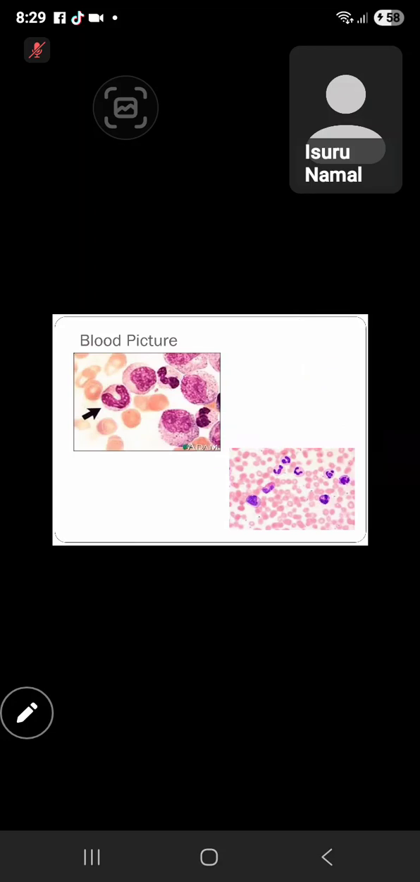As we know, your NAP score will be low or zero, right? When there is a case where your blood picture looks like CML, but it is not actually CML, there is a term we use called leukemoid reaction. I will discuss that, right? In that case, you can use this NAP score to differentiate CML from the leukemoid reaction. In leukemoid reaction, your NAP score will be high. Okay, and I'm talking about CML now.